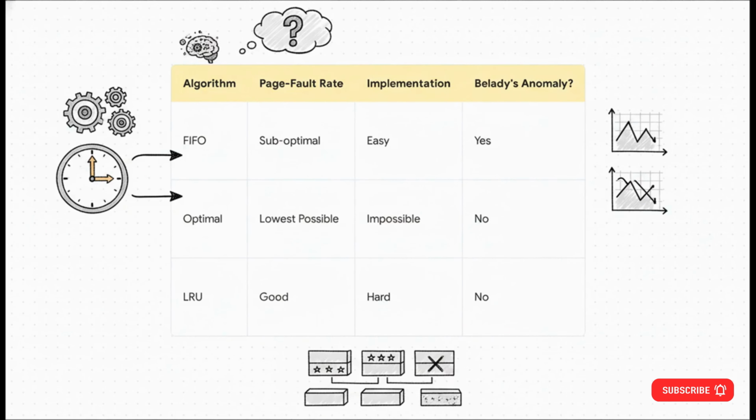So let's compare our options. The absolute perfect, optimal algorithm would be one that could look into the future and evict the page that won't be used for the longest period of time. The only problem is, well, we can't predict the future, so that's out.